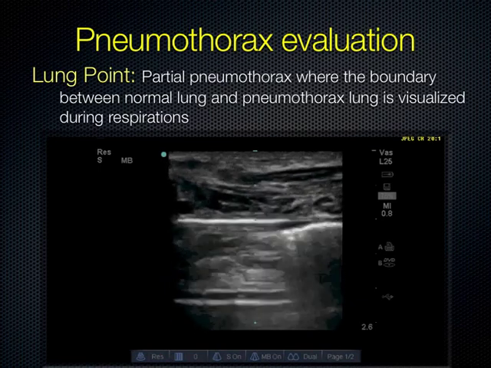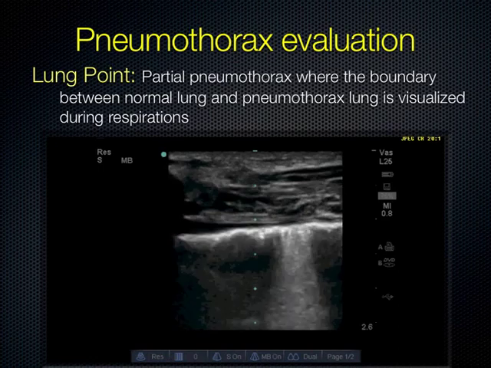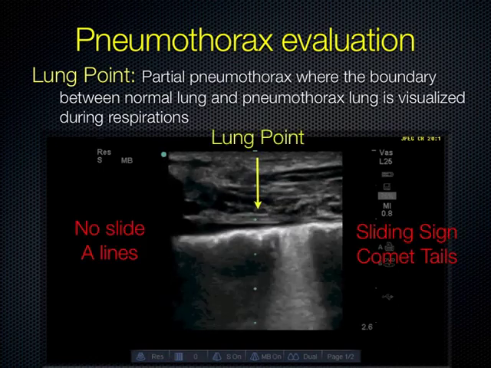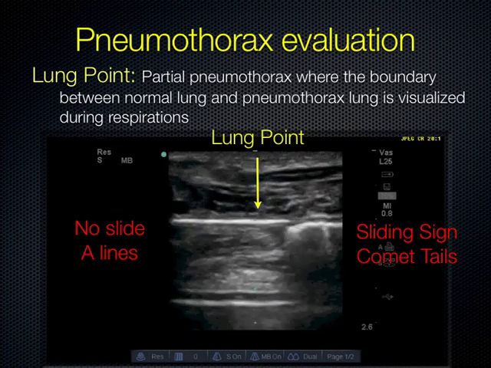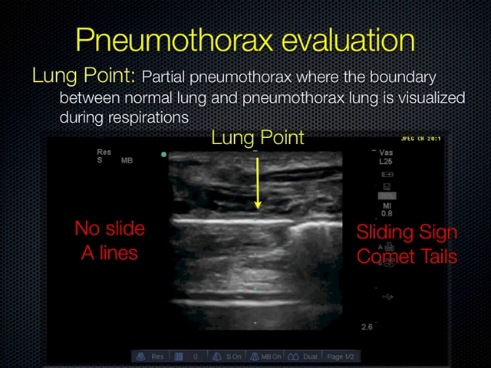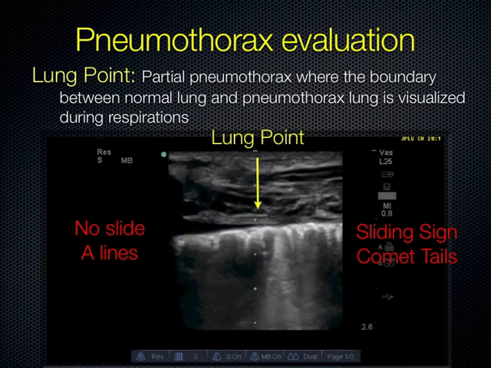This is the point where it drops, and on this side you have no slide and A lines periodically, and on the other side you have sliding sign and comet tails, because this is the actual point at which the lung falls away from the chest wall. 100% diagnostic. If you see this, this is a pneumothorax. Nothing else does this. Can everybody see that?